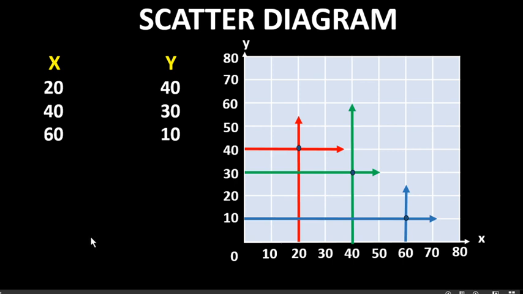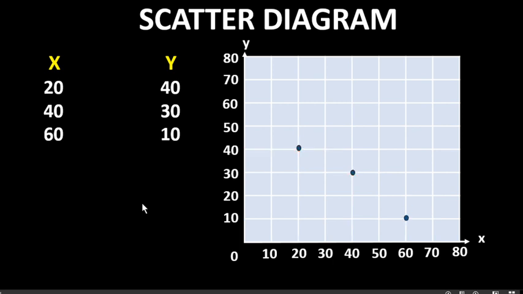Friends, here the arrows are not to be drawn. Here I have drawn them only to show how the points are to be taken. So these arrows are not required here, so I remove them. And in this way, 3 points for 3 pairs of x and y are plotted on the graph.